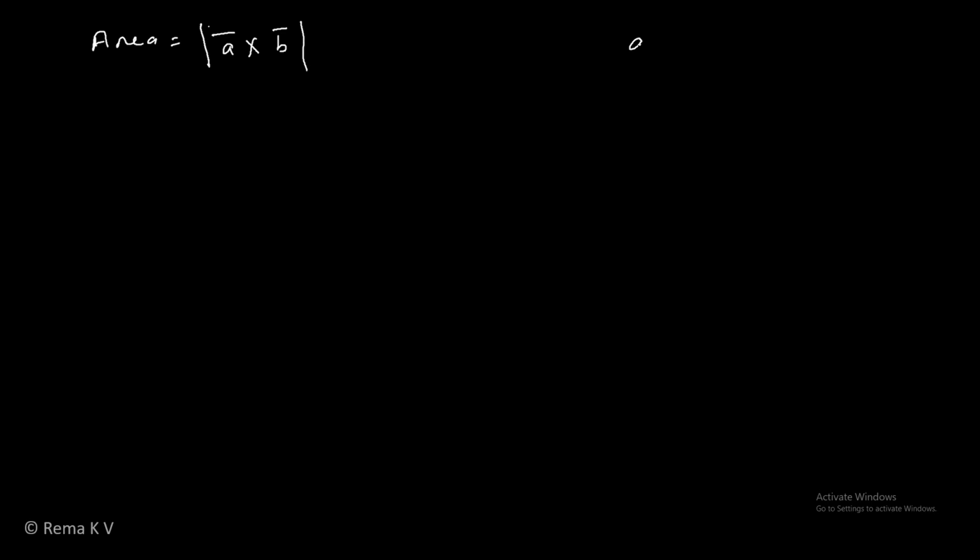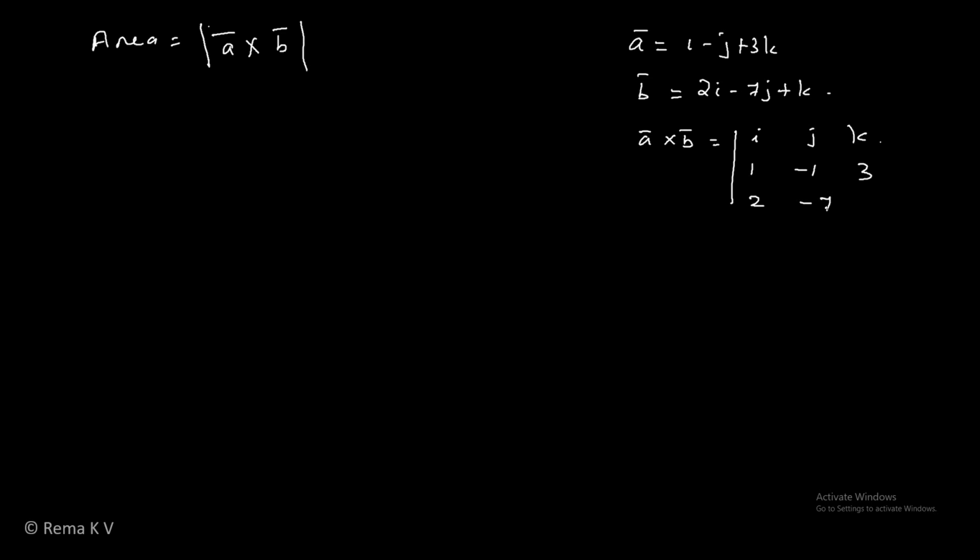So here vector A is given as i minus j plus 3k and vector B is given as 2i minus 7j plus k. Find A cross B. To find A cross B, get the determinant: 1, minus 1, 3; 2, minus 7, 1.